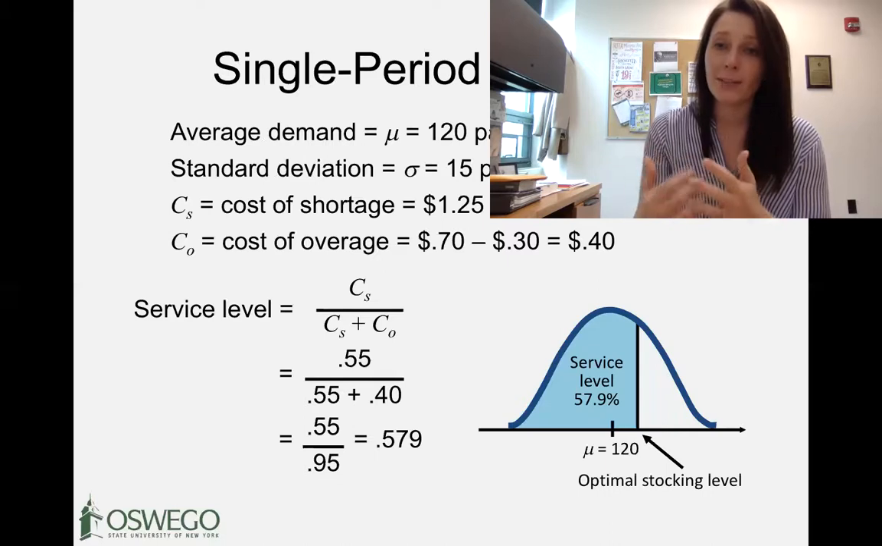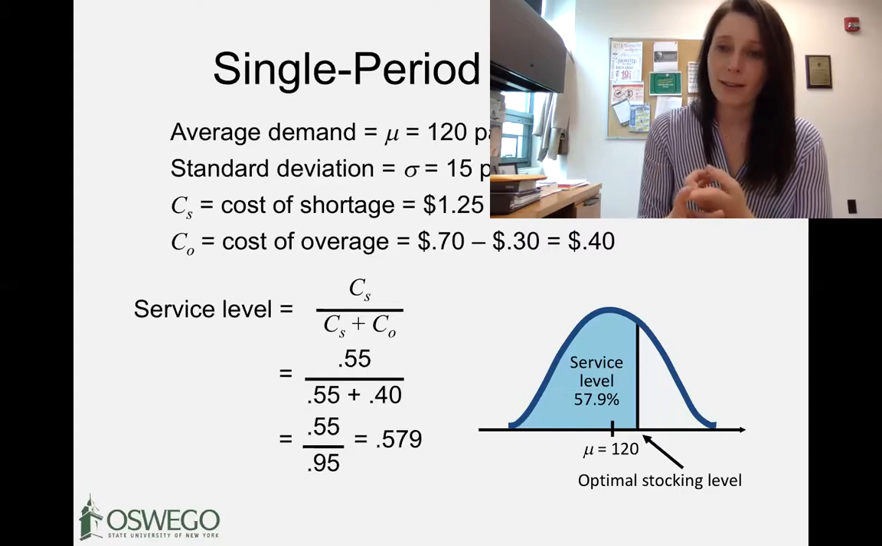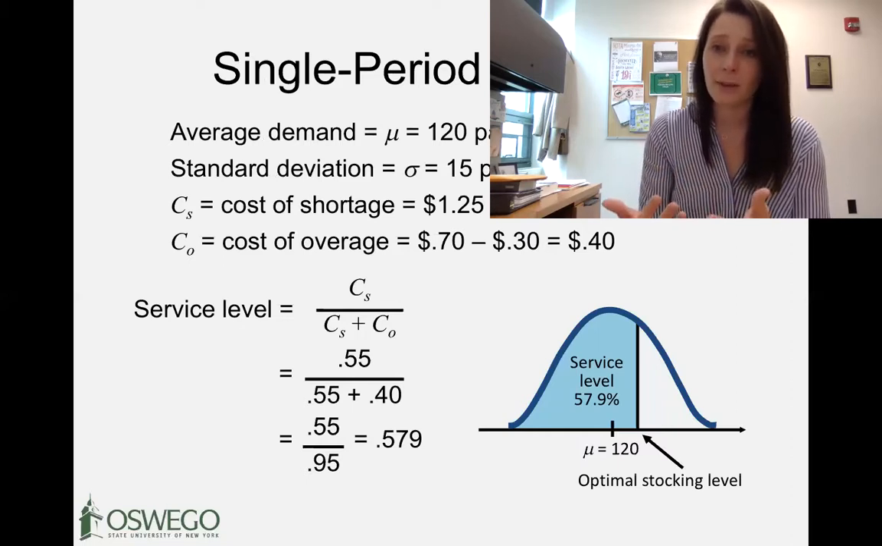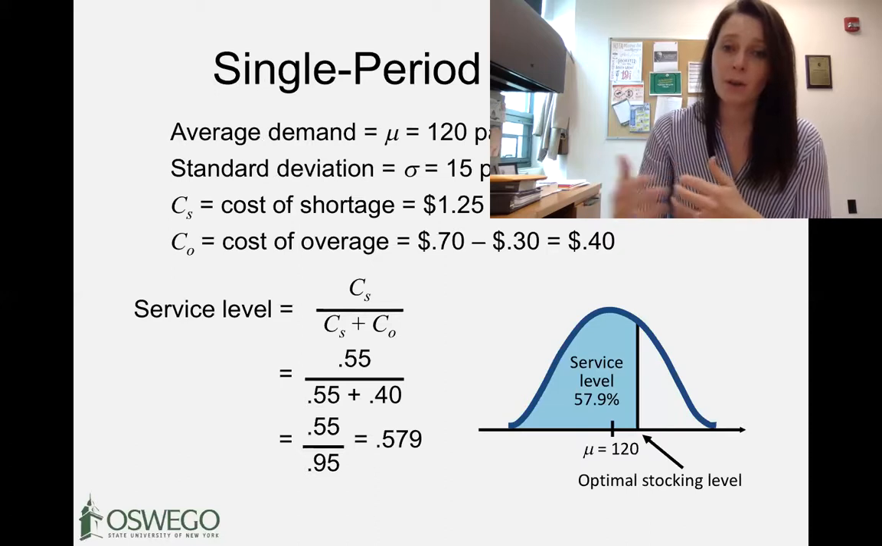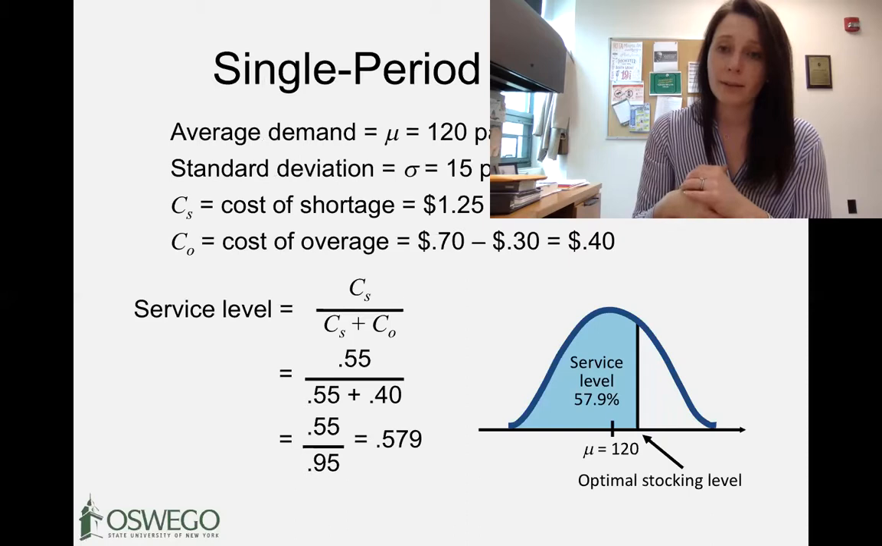And while that might seem really low, based on this information, the price that we're selling the paper for, the cost that we purchased the paper for, and then any salvage value that we might get, right? That's all going to inform our cost of being short and our cost of being over, which is going to tell us exactly what our customer service level should be. It may not feel good to only be able to service 58% of our customers, but if we start to keep more papers on hand, it's actually going to reduce our overall profits.